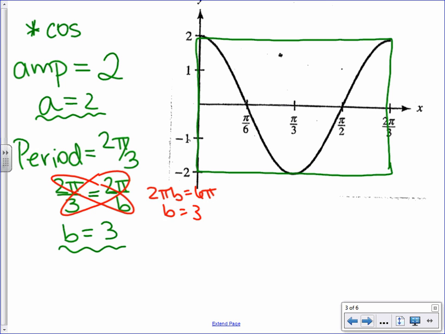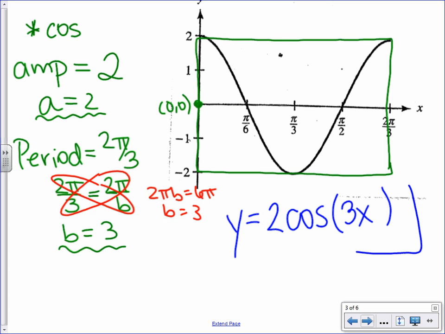Now remember, our starting point refers to where our frame starts. So this right here is our starting point, 0, 0. If our starting point is 0, 0, that means C over B is 0, so C is 0, and D is 0. So the equation of this graph is y equals positive 2 cosine of 3x. That's it.